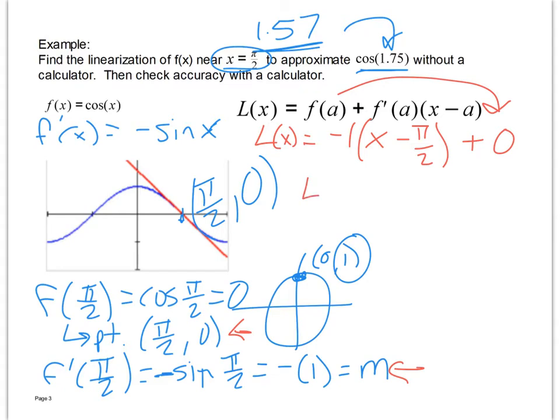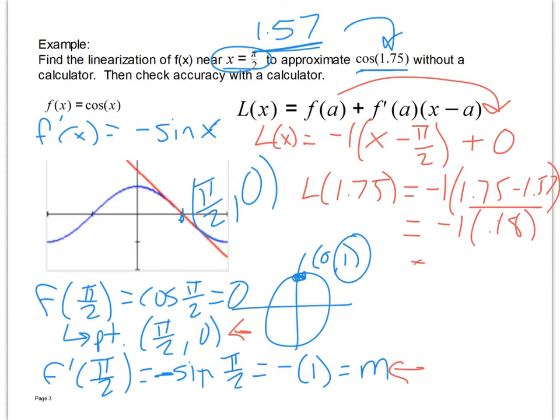Now that we have our linearization, our function that closely approximates cosine as long as we're near pi over 2, we can substitute in 1.75 and get pretty close. We do actually have to round pi over 2 to 1.57, so you have to kind of know that. I'm not writing the plus 0 afterwards because that seems a little silly. When I do this subtraction, that's 0.18, so we get L of x equal to negative 0.18.